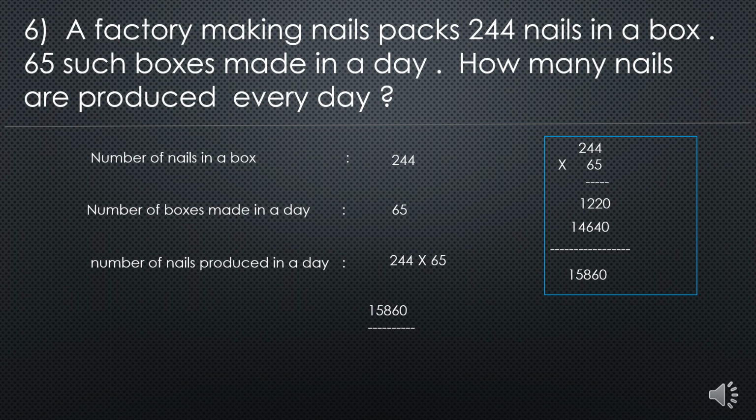We want to add from the unit place. 0 plus 0 gives 0. 4 plus 2 gives 6. 2 plus 6, 8. 1 plus 4, 5. And the 10,000 place digit 1 we will write there. So what is the answer we are getting? 15,860. So how many nails are produced per day? 15,860. All of you understood?